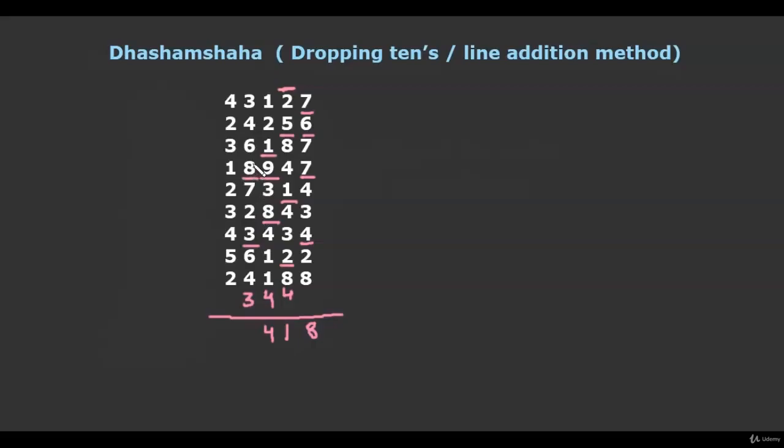5 plus 8 is 13. Drop 10 over here. Carry 3 to the next number. 3 plus 6 is 9. 9 plus 4 is 13. Drop 10 over here. Carry 3 to the next number. 3 plus 3 is 6. So this is the final remainder.